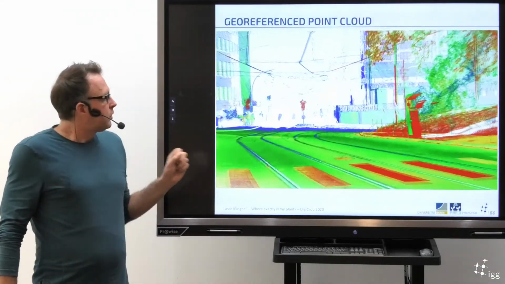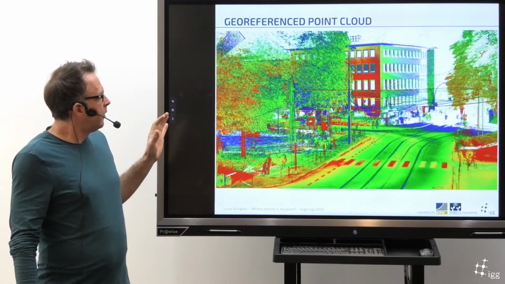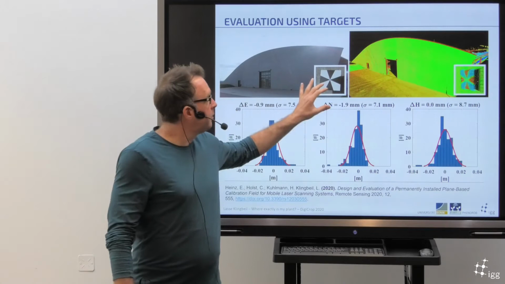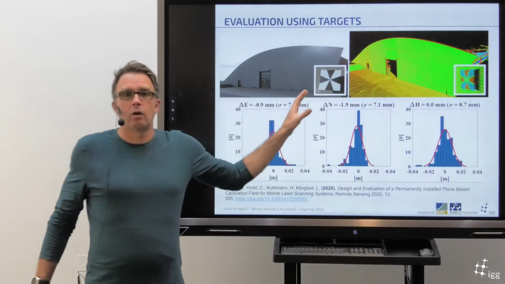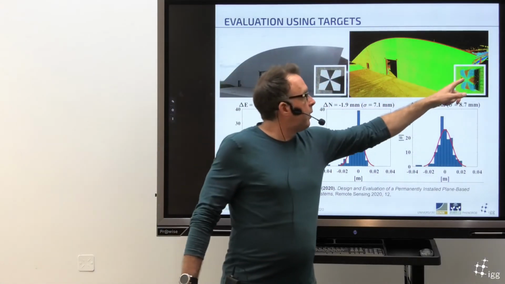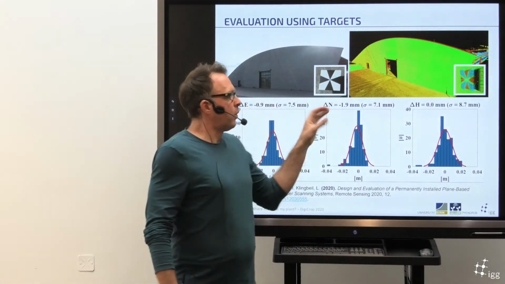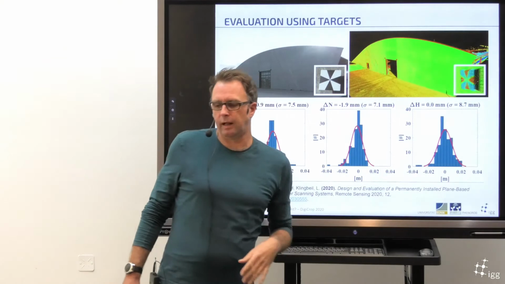The accuracy in total was evaluated using points. We put some points in the environment where we knew the exact coordinates, then we extracted the scanned points from the scan, and then we looked at the accuracy. And it was all below a centimeter. So that's a pretty good result.